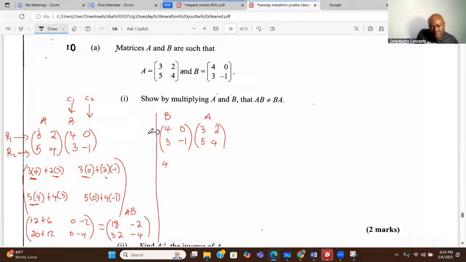So that's going to be our row 1. That's going to be our row 2. This is going to be my column 1. That's going to be my column 2. All right, so there we go. So we're following: it's going to be row 1, column 1.